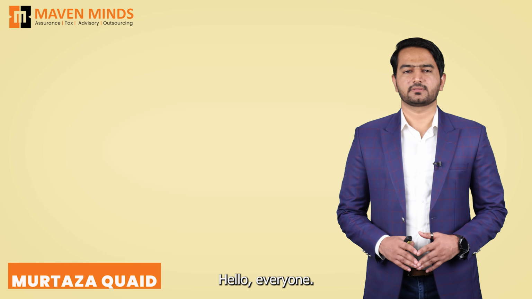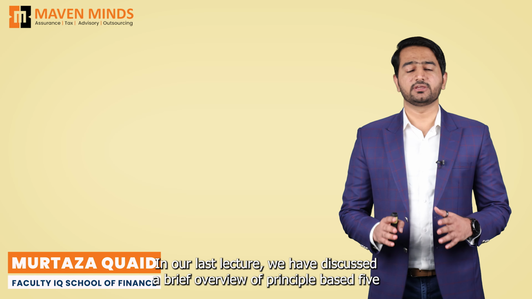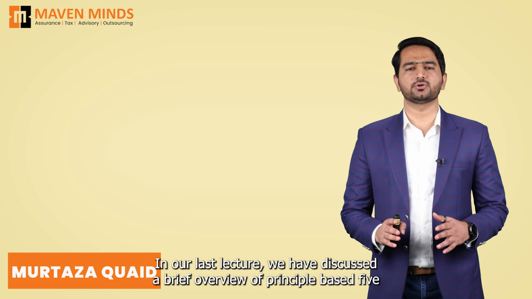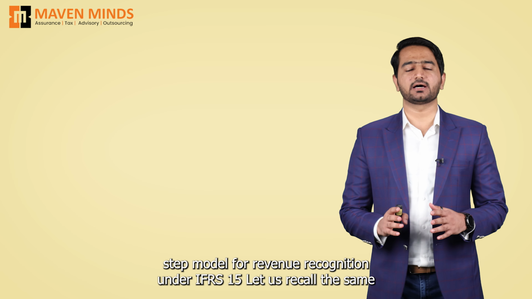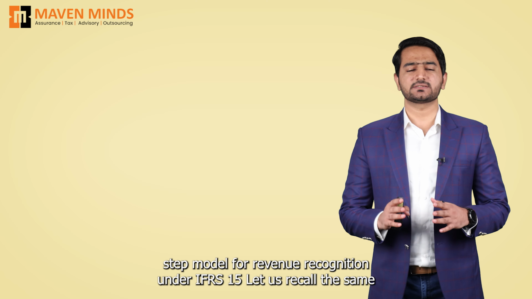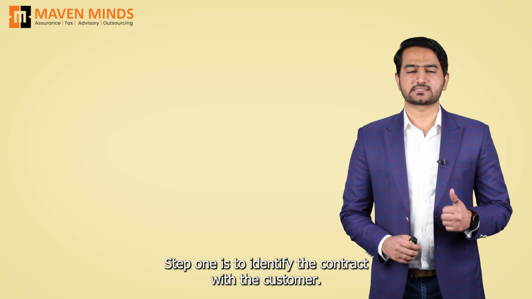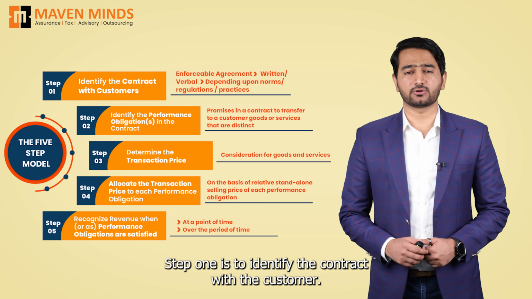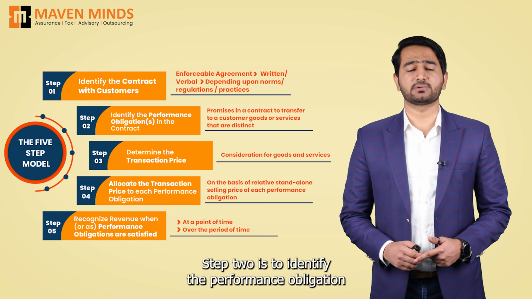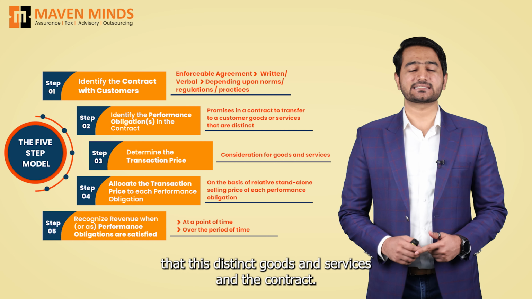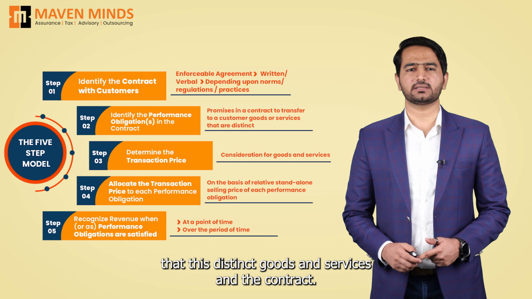Hello everyone. In our last lecture, we discussed a brief overview of the principle-based 5-step model for revenue recognition under IFRS 15. Let's recall the same quickly. Step 1 is to identify the contract with the customer. Step 2 is to identify the performance obligations, that is, distinct goods and services in the contract.